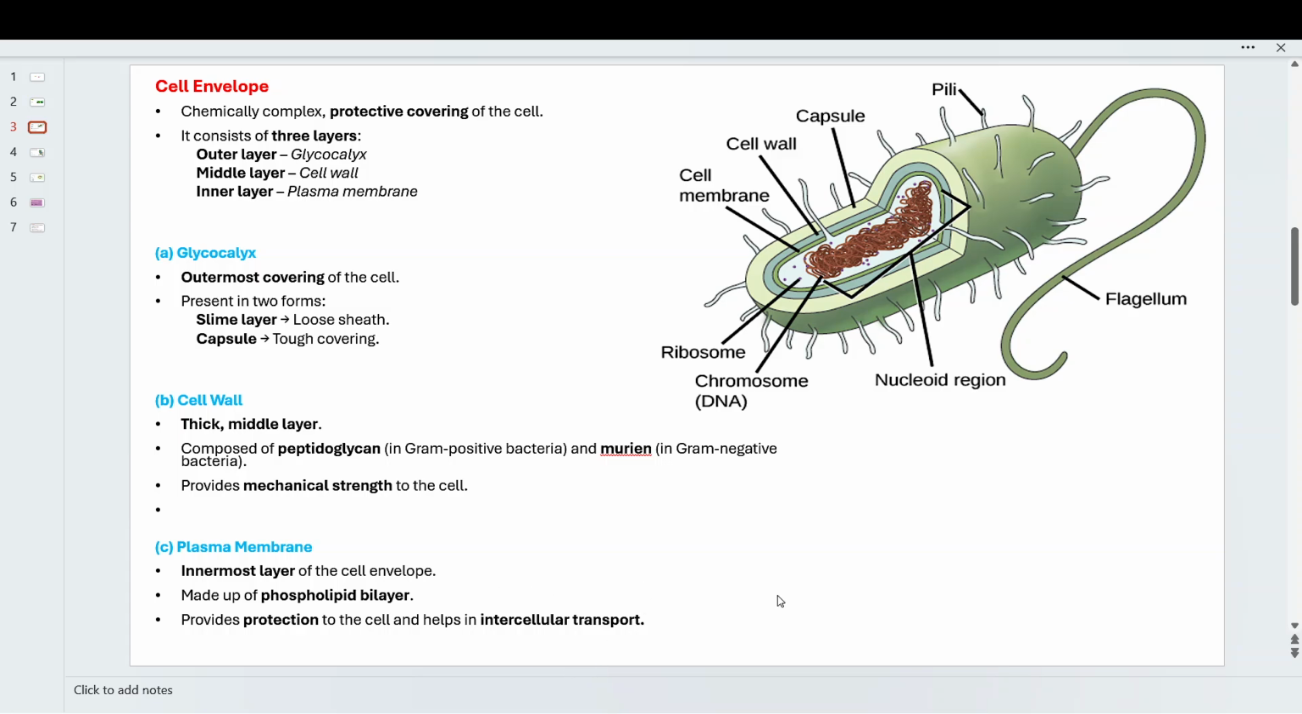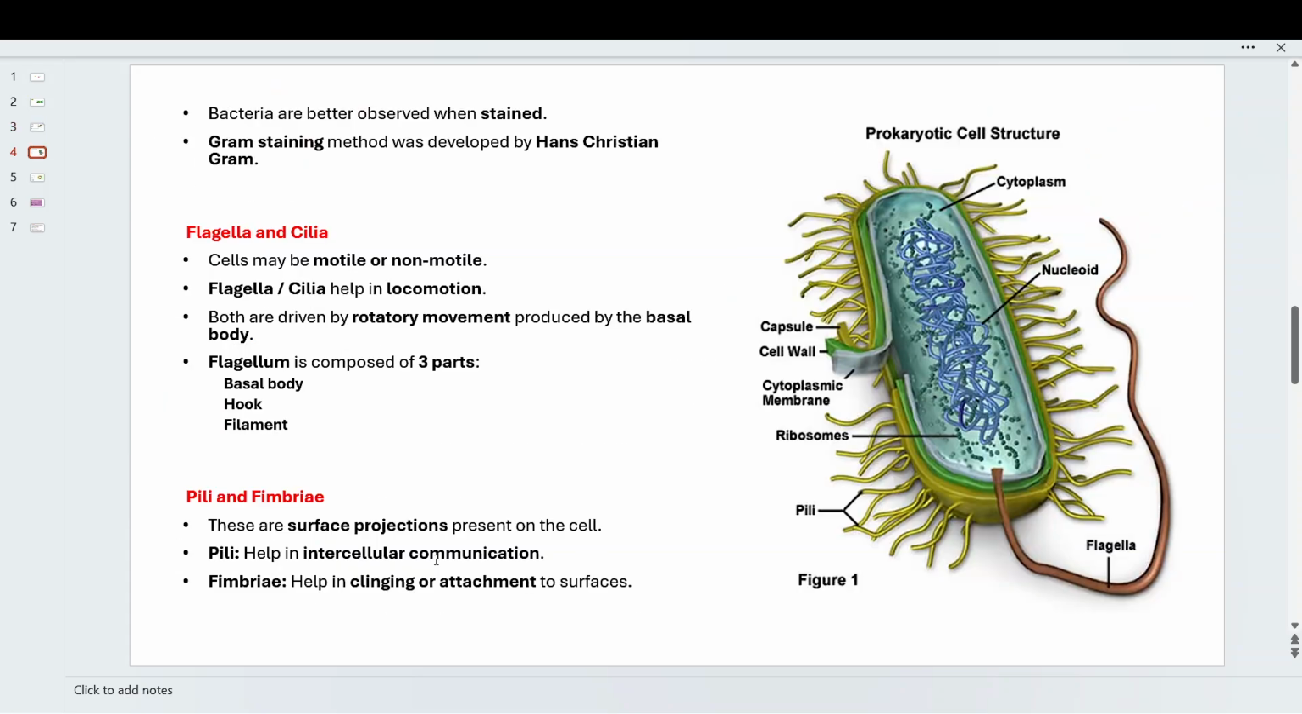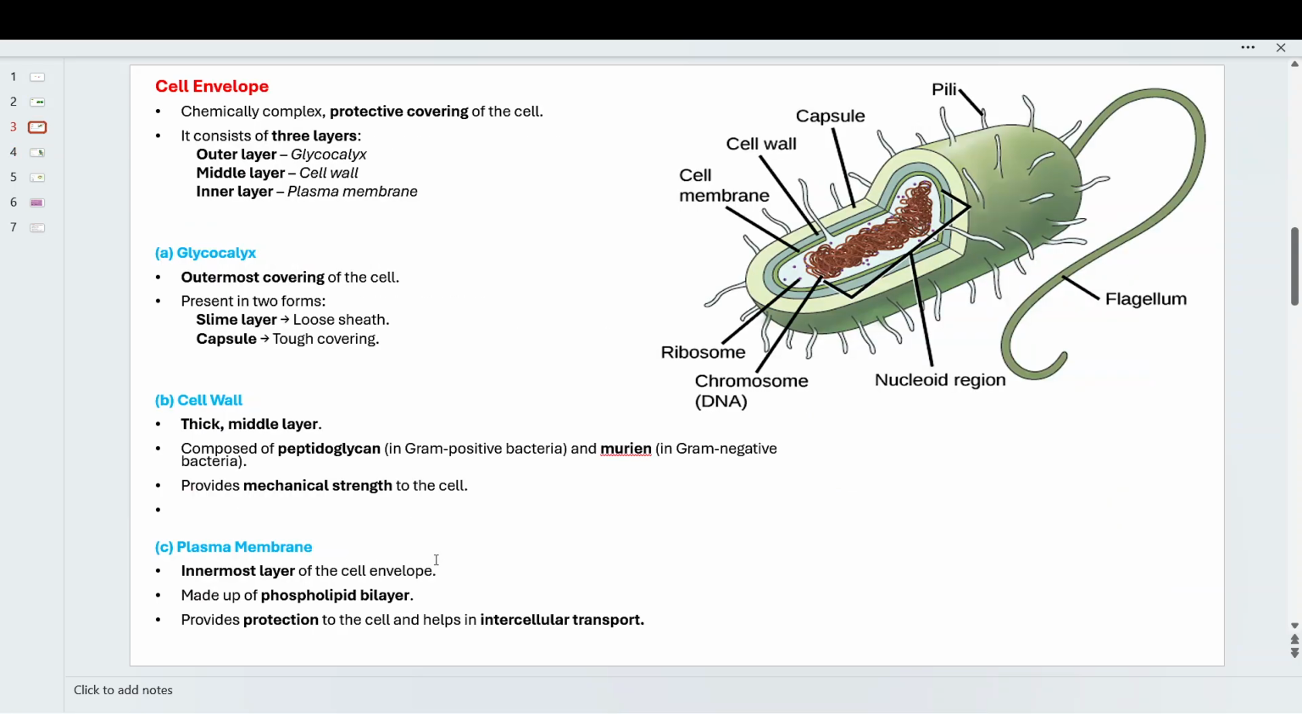Now the innermost layer. The innermost layer is the plasma membrane. It is made up of a phospholipid bilayer, just like in the eukaryotic cell. The plasma membrane plays key roles: it provides protection to the cell, and it helps in the transport of material in and out of the cell. So basically, it acts as a gatekeeper for the cell. Okay, this is the cell envelope.